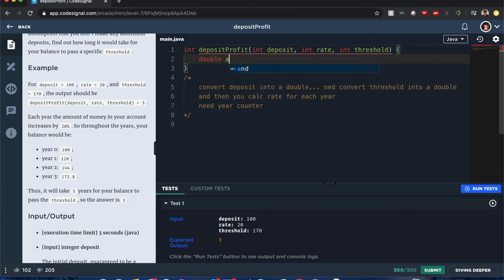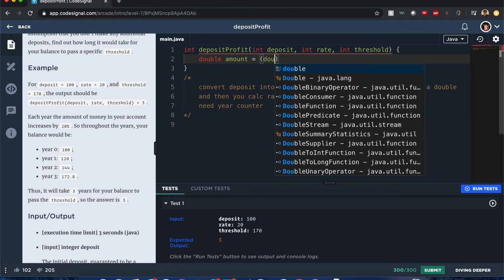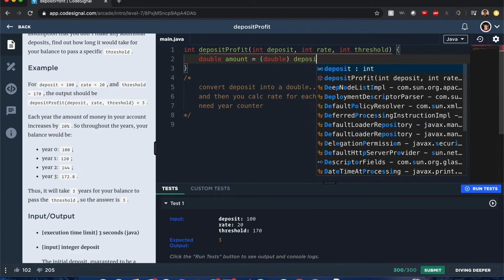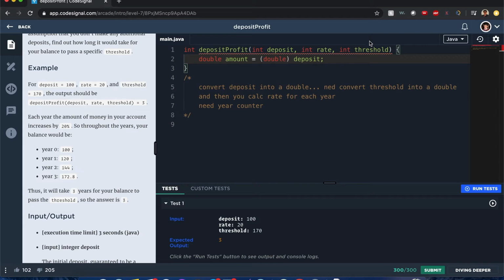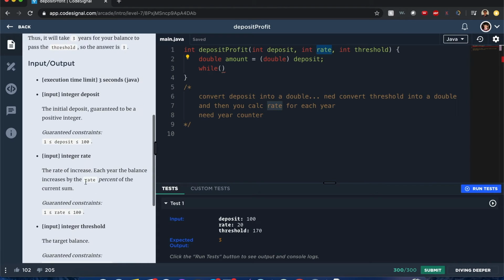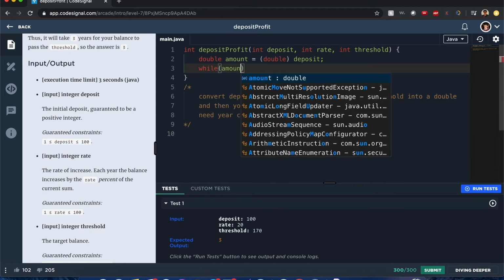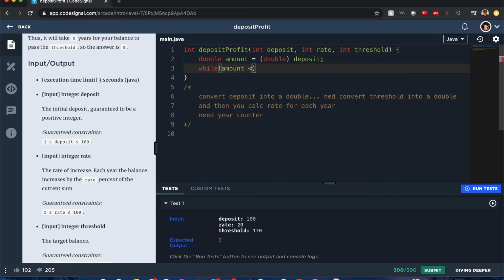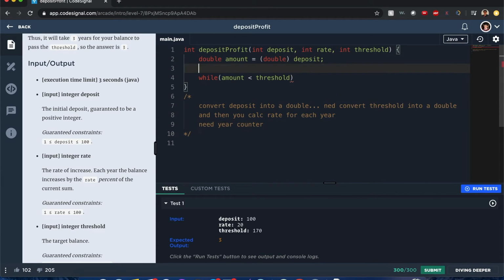So, double amount equals double deposit. This is how you cast a value to a different type. It's guaranteed to eventually reach the threshold, since the rate is definitely between 1 and 100%, so you know it's going to increase no matter what. You want to keep increasing the amount before the threshold, and I need that year counter, which starts at zero.